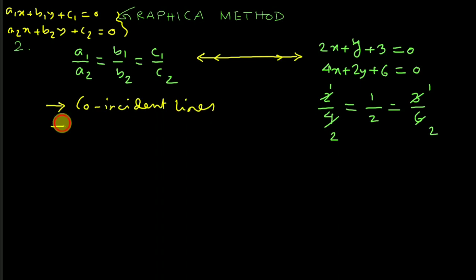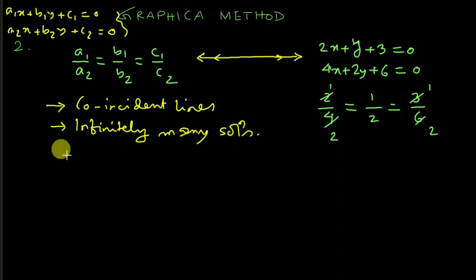Since these two lines are overlapping each other, each and every point is a solution. So you are getting infinitely many solutions. Not only that, since you are getting solutions for this pair of linear equations, they are consistent, so you have to write consistent.